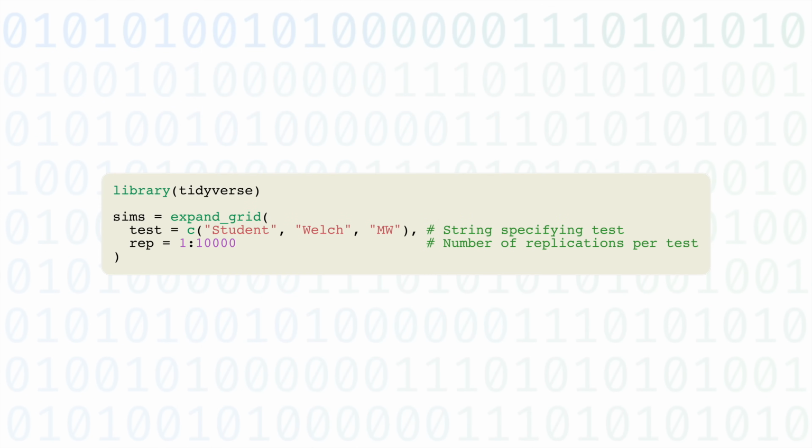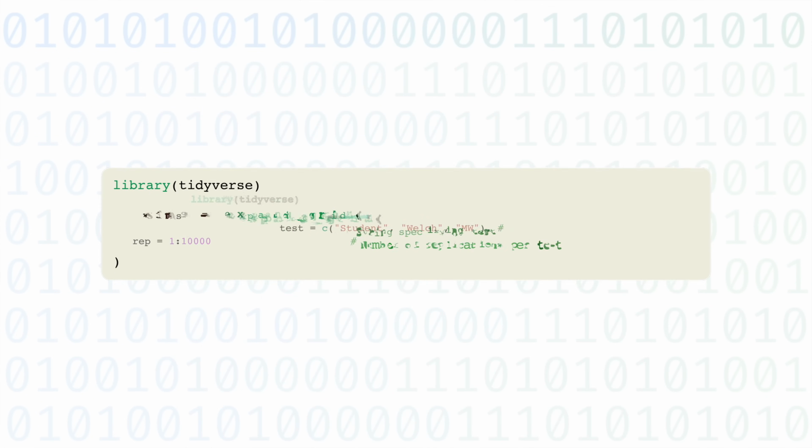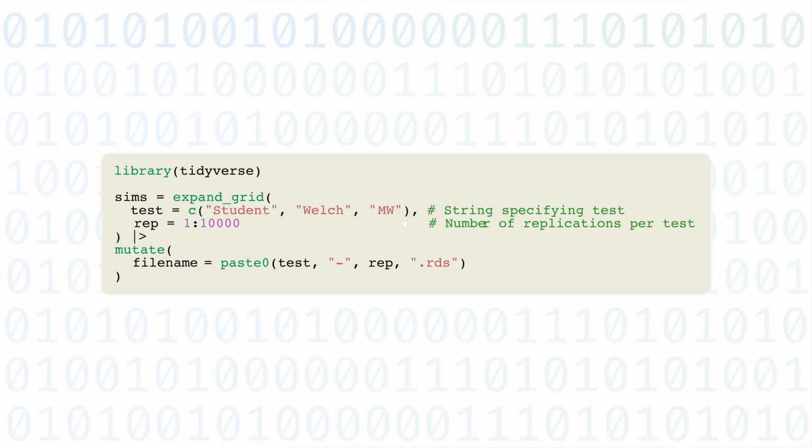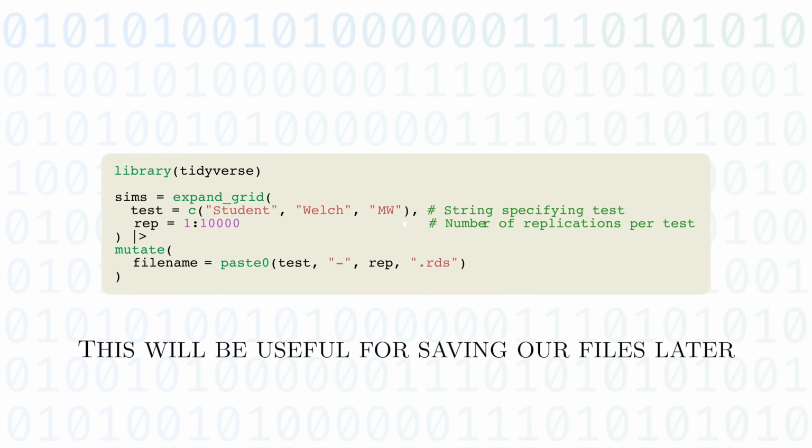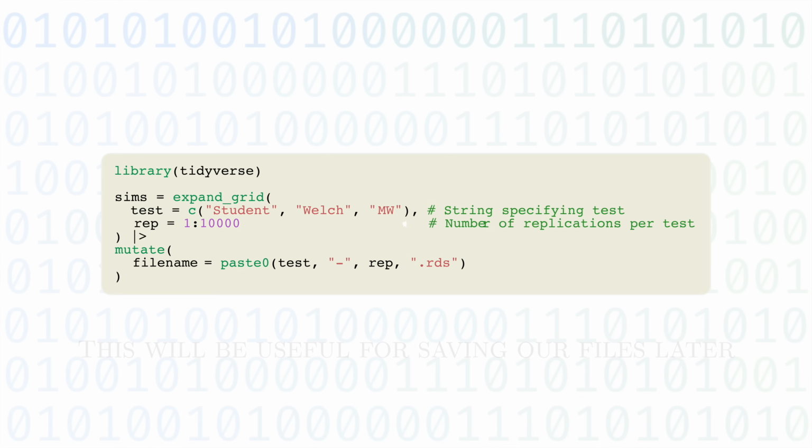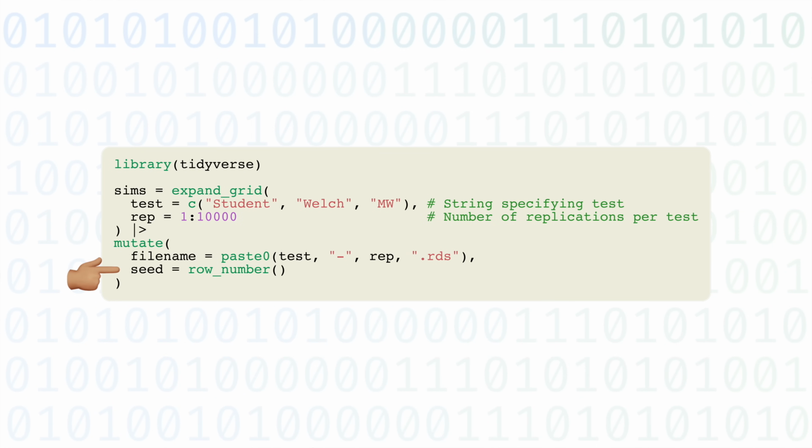Since this is a tibble, we can add more columns to the tibble to make simulating a little smoother. I'm going to create a new column called file name that combines the test and replication number together to form a new string. I'm also adding an RDS extension at the end. I'm adding this because I plan to use these strings to save each replication with a unique name. Next, I'm going to add another column called seed.